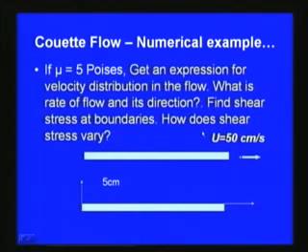Now, the problem is that here we have one fixed plate and another plate moving with a velocity of 50 centimeter per second, and the distance between the plates is 5 centimeter. Then the fluid is passing between these plates and its dynamic viscosity is 5 Poise. So, we want to derive an expression for the velocity, then the rate of flow and shear stress. So, this is the problem.